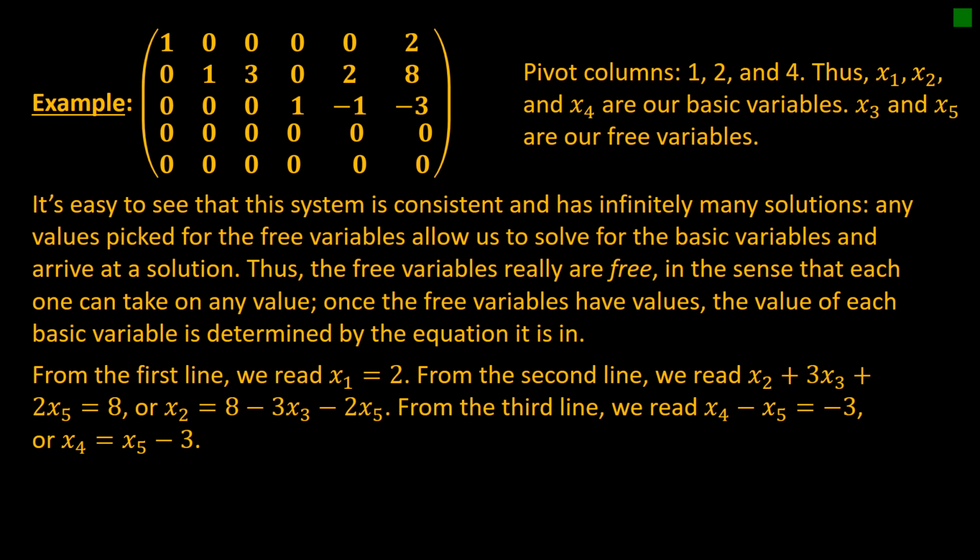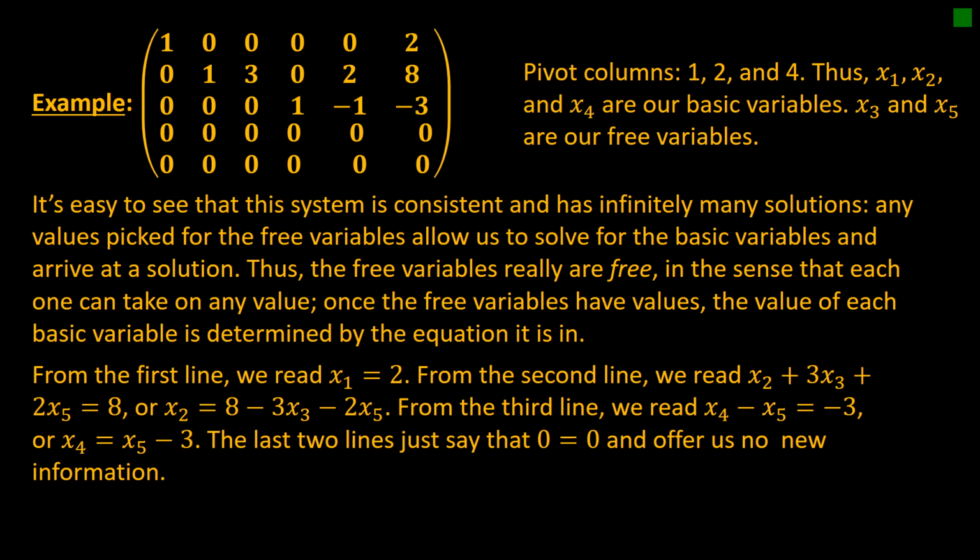From the third line, you should be able to see that x4 minus x5 equals negative 3, so we can write that as x4 equals x5 minus 3. Now, whatever value you've picked for that free variable x5, you have the value for x4. So the last two lines, of course, just say that 0 equals 0, and they offer us no new information.